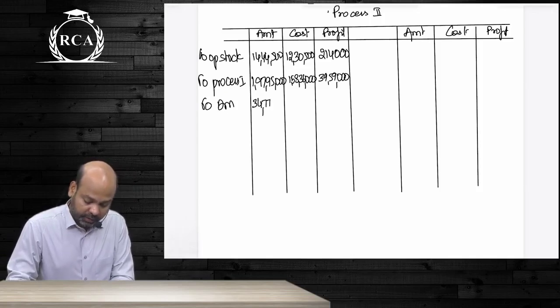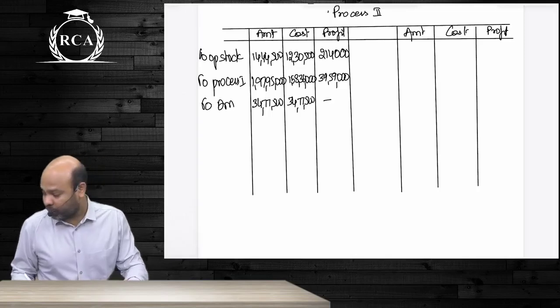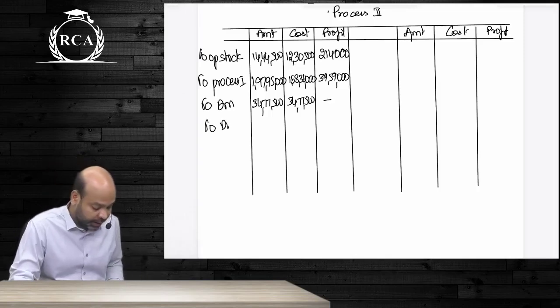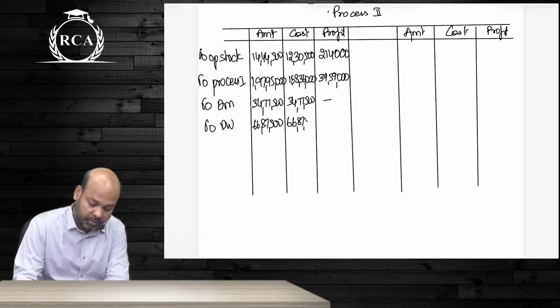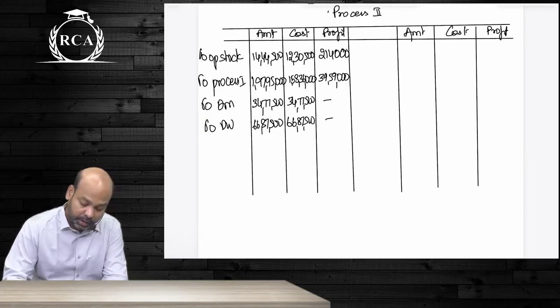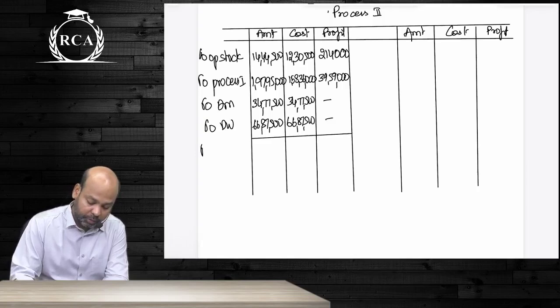Direct material is 34,77,500. That itself you will write in the cost column because this is an expenditure that you have paid to outsiders. Direct wages beta is 66,87,500. Again you will directly write this in the cost column, guys. यहाँ तक का total, guys, will become your prime cost. How much is the amount of prime cost?